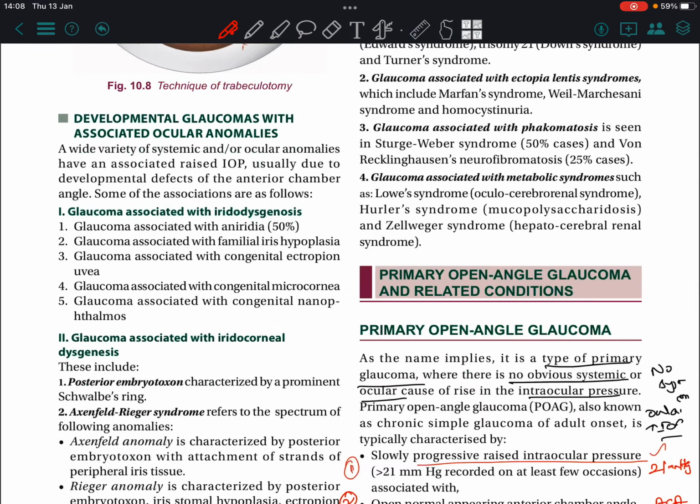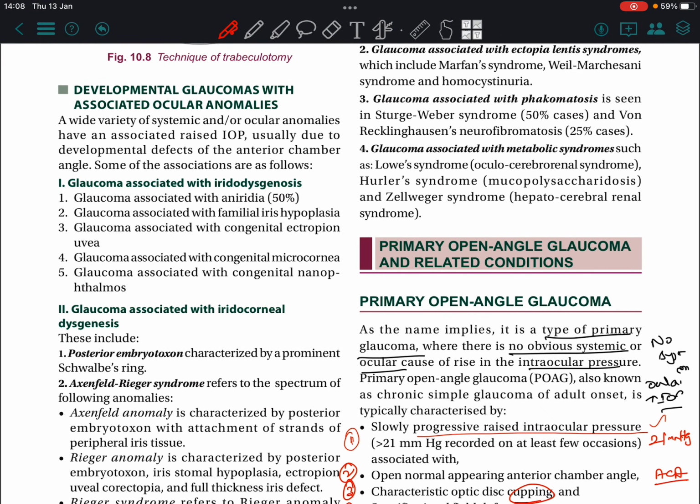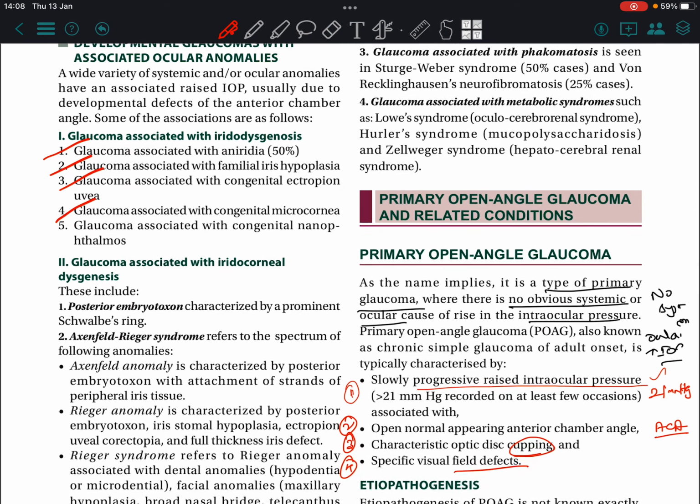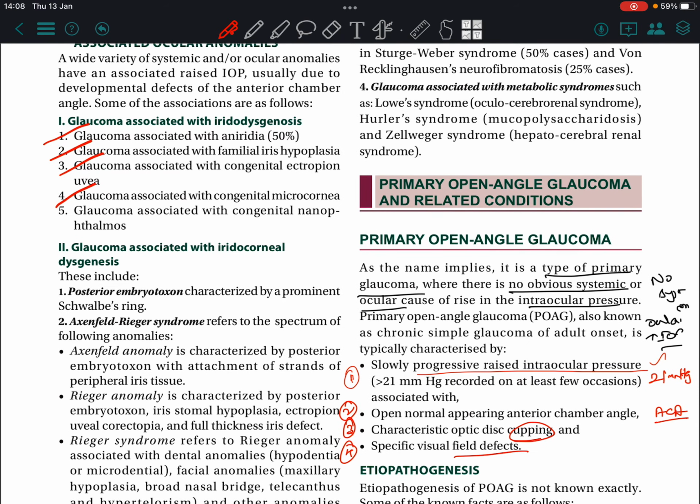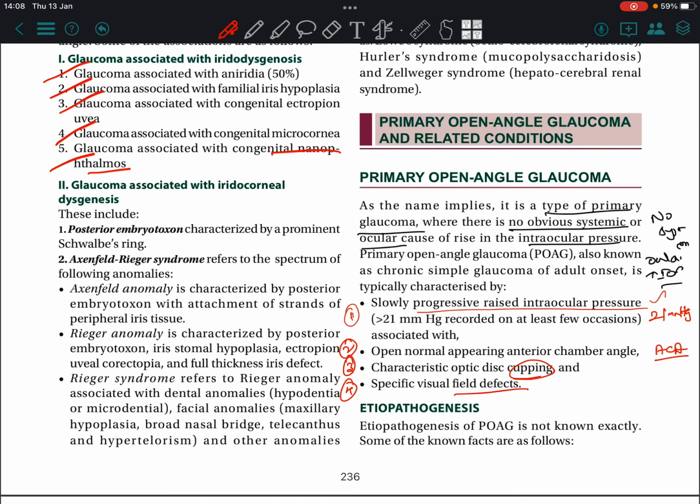Development of glaucoma with associated ocular anomalies. Glaucoma with aniridia, glaucoma with familial iris hypoplasia, glaucoma with congenital ectropion uveae, glaucoma with congenital microcornea, and glaucoma with congenital nanophthalmos. These are associated with other ocular anomalies.